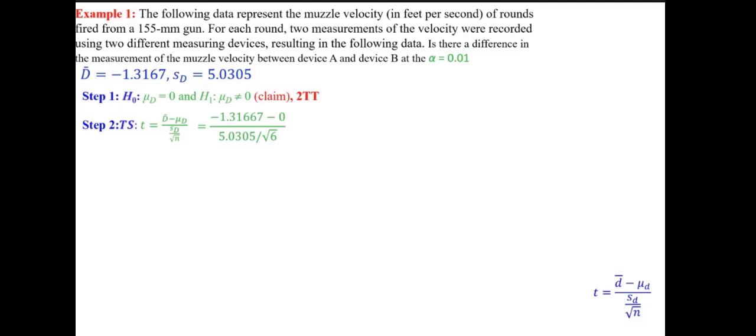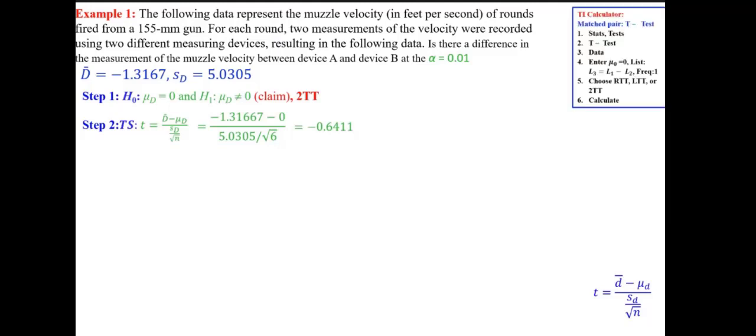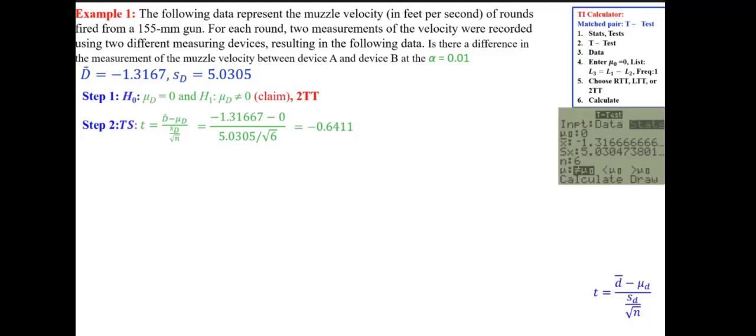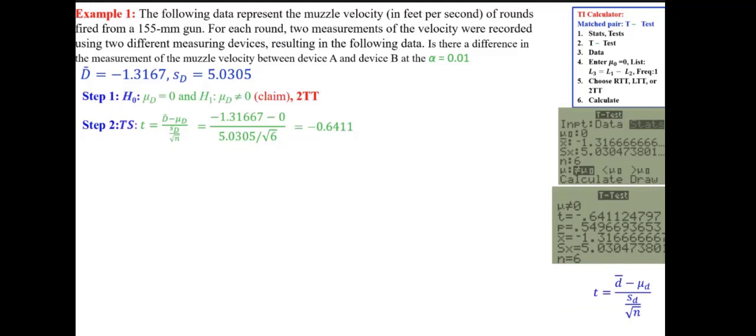Or we can use a TI calculator command again. It calculates for us and gives us the T of negative 0.6411244797. Use a few decimals. It also calculates the P value. So let's look at the next step. We have a choice of using the critical value or the P value. I want to go over both methods.